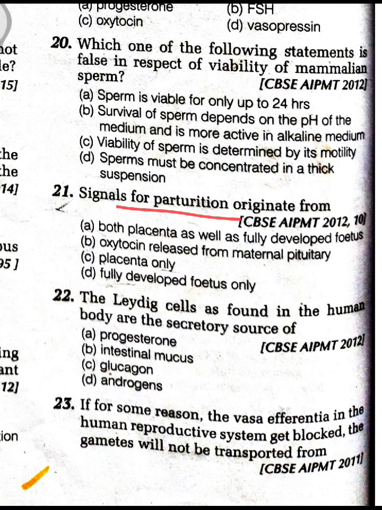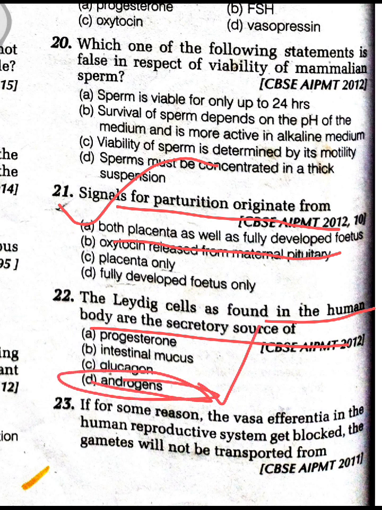Signals for parturition originate from both the placenta as well as the fully developed fetus. Option number is the right answer. The Leydig cells found in the human body are the secretory source of testosterone, which is an androgen. So option number D is the right answer.